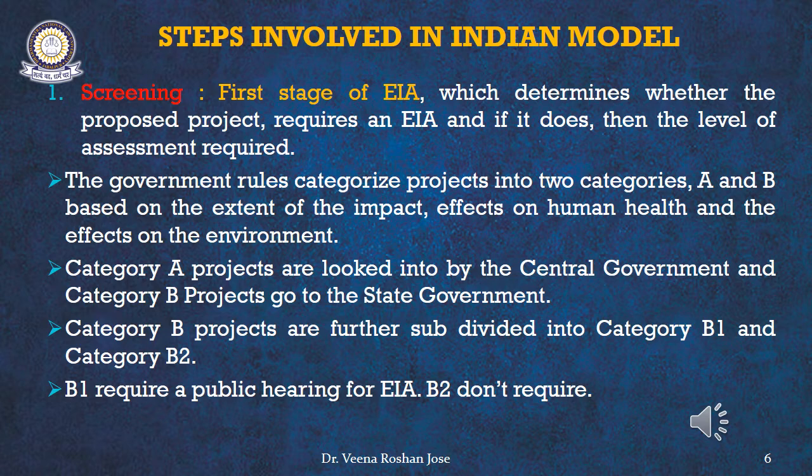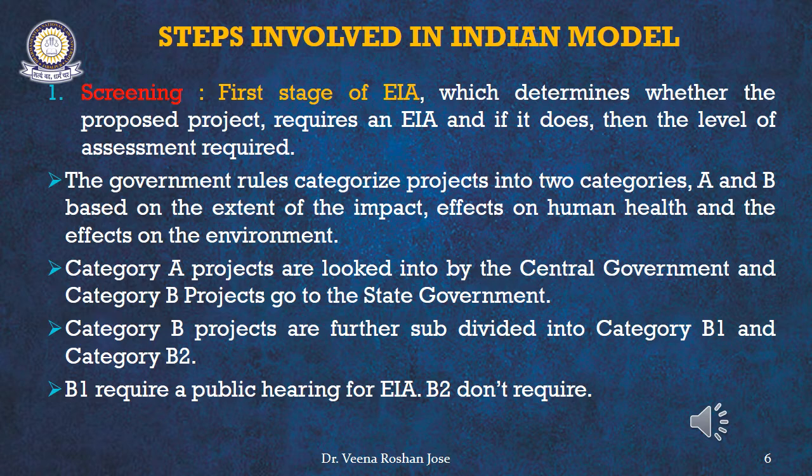And let's see what are the steps involved in the Indian model. The Indian model is a discretionary model of EIA, which primarily functions on executive orders. There are altogether 8 stages, and the first stage is screening. It determines whether the proposed project requires an EIA, and if it does, then the level of assessment required. So the first step is that we should know whether this particular project needs an EIA. If at all it needs an environment impact assessment, the level of assessment is also discussed in the first step, that is the screening step.